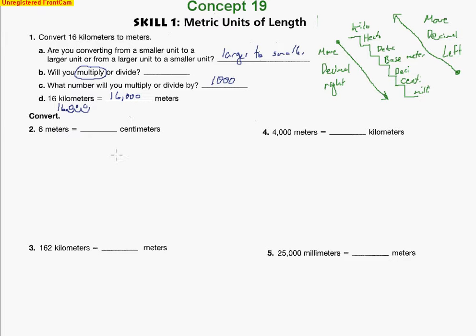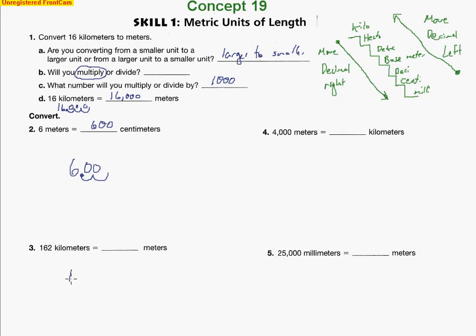Taking a look at a couple other examples here, 6 meters to centimeters. So again, look at it. Here's the decimal point, and I'm going from meters, the base unit, down to centimeters. So I'm going from a big unit to a small unit, and that means I need to multiply. Moving the decimal to the right is the direction I go, 1, 2 spaces. Those add 2 zeros, so that's 600 centimeters.